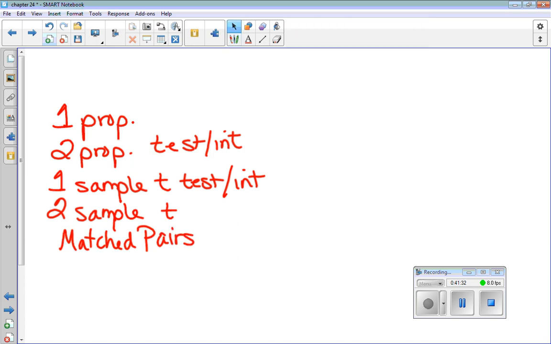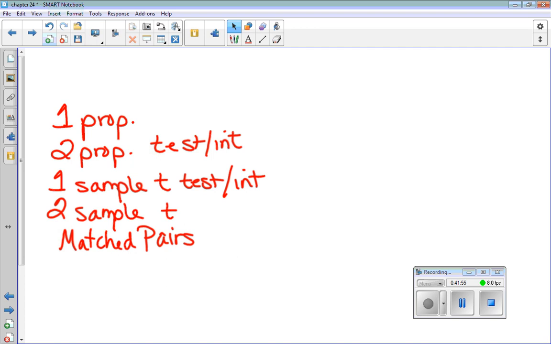Now, matched pairs, I have seen on previous AP exams where they do an experimental design question where you're actually doing a before and after design. You're actually designing it that way. And then they'll throw in like part C or D of the question being a matched pairs t-test. So they kind of go together, just so you know.